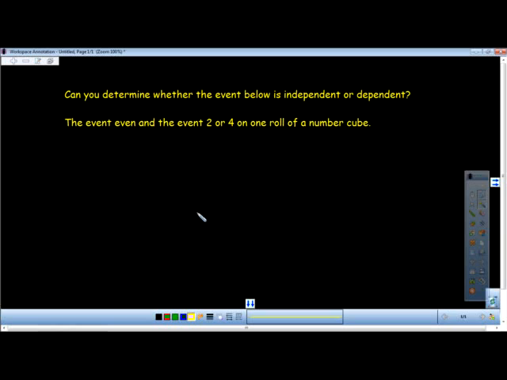So for example, in this problem, first of all, we need an even number. If I get an odd, is it even possible to get a 2 or 4? No, it's not. So whether we get this is totally dependent on this. If I get an even, then I can get my 2 or 4. If I get an odd, then I can't get 2 or 4. So in this particular problem, they are dependent, because this is dependent on this.